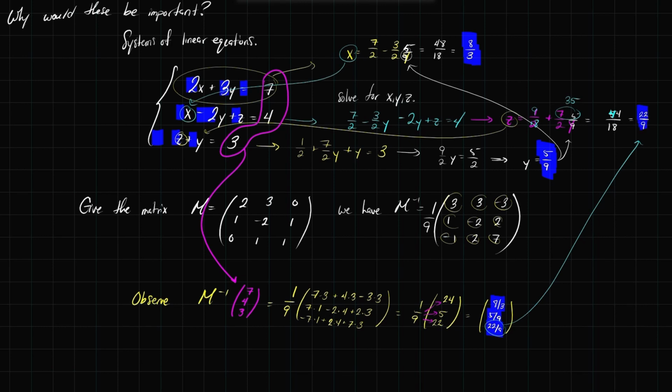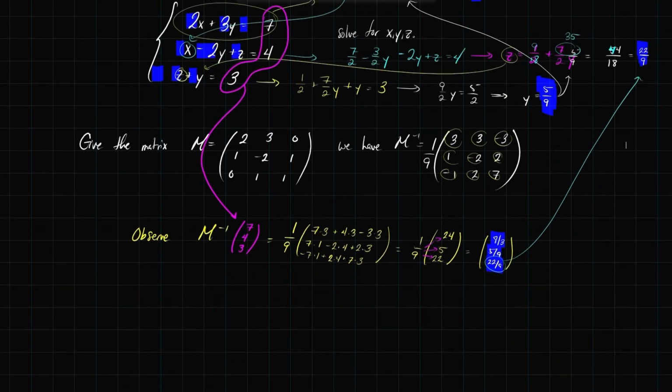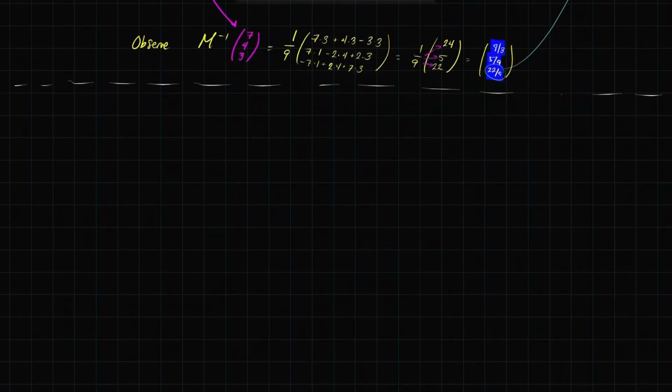And so there you see that, in fact, the inverse matrix was able to solve my system just with a quick matrix multiplication on that vector. And that's kind of like the motivation here. What we want to think is that inverse matrices solve systems of equations, linear equations, very, very fast.